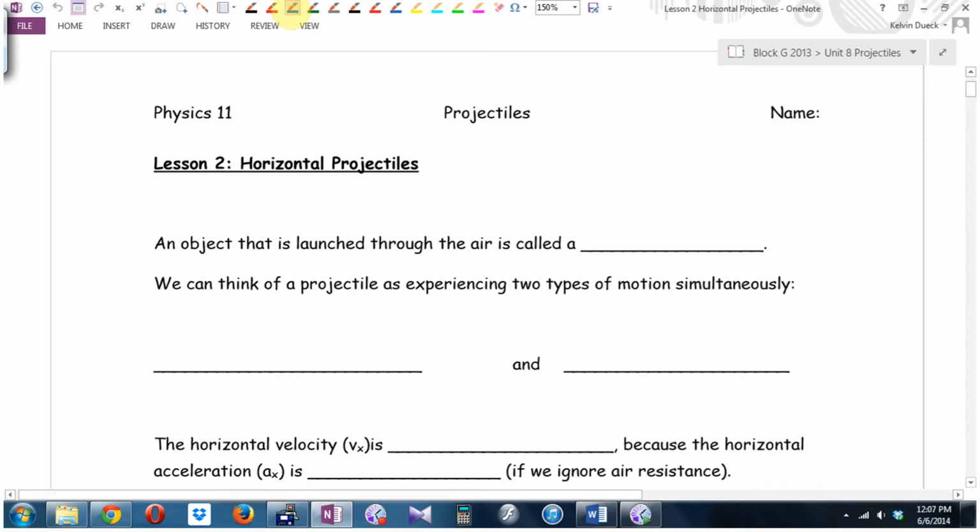Good volume there. First of all, some vocabulary. You launch an object through the air. By the way, even though I'm saying we're launching it through the air, in our magic physics world, we're going to ignore air resistance because air resistance is yucky. So we're going to pretend we're launching it through a vacuum. But I'm going to say you're launching it through the air because all of you know what I really mean is it's in free fall. When we launch an object through the air, we call it a projectile.